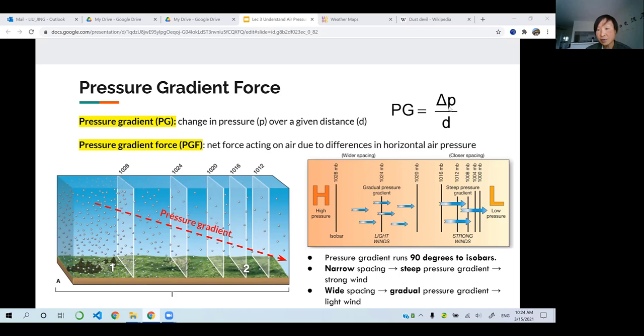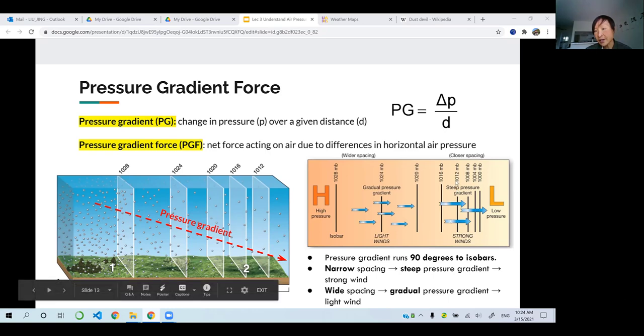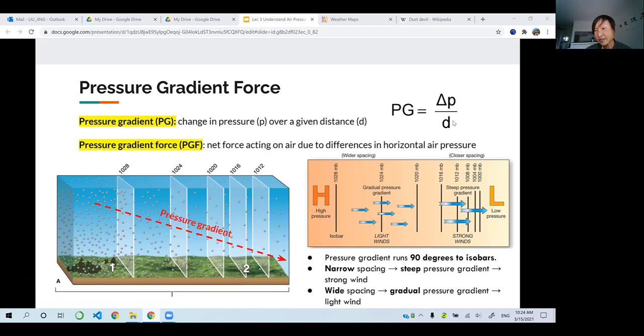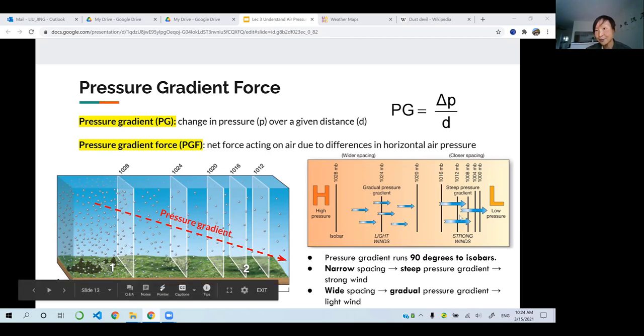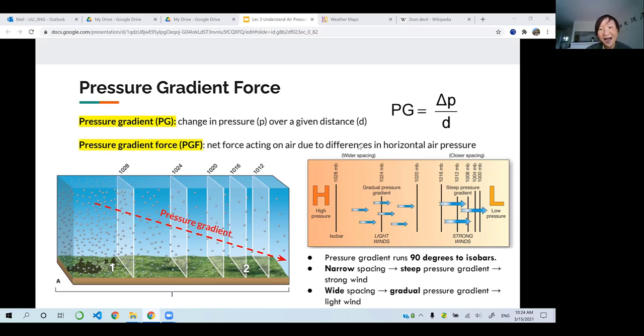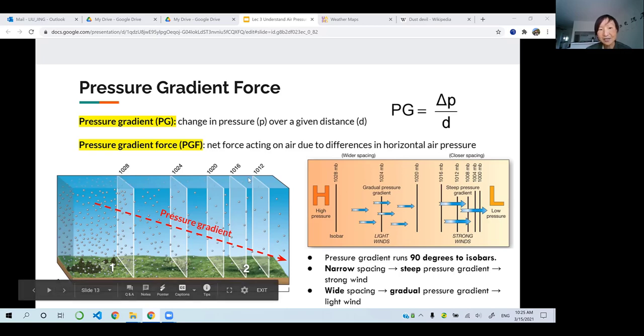It's a change in pressure over the distance. So that is why when you see very close, narrow-spacing isobars, that means the pressure changes very, very fast, so you will have fast wind. Okay, you can visualize that as a slope. The slope is very steep, so you have fast wind. Otherwise, you have slower wind, like in this situation.